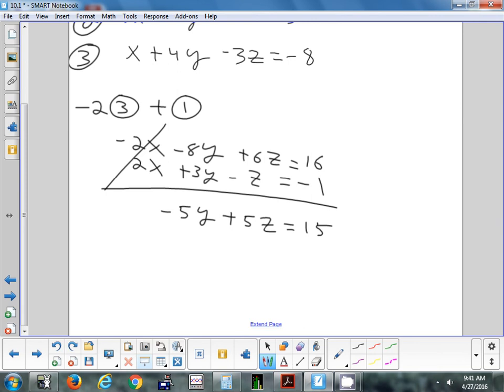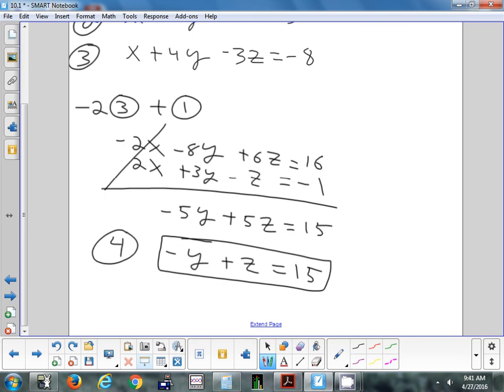Okay? So I'm going to do that. Any question on that step? Just going to make the numbers smaller. It's not necessary, but I think it'll be easier. Negative y plus z equals 15. Okay, I'm going to call that equation 4. Okay, I'm not going to do anything with it right now. I'll come back to it, but not for a little bit.